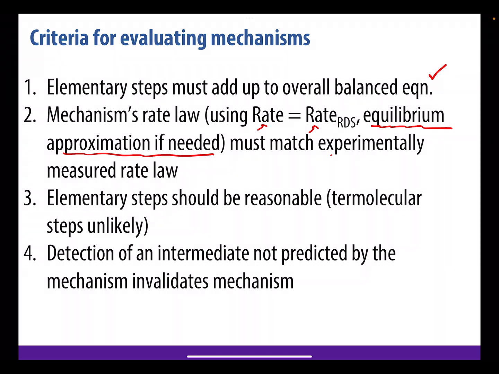Two other criteria that are important when doing this in the lab are, number 3, that we should have reasonable elementary steps. A termolecular step is relatively unlikely. It's not prohibitive, but if I have other available choices, I should prefer another mechanism over one with a termolecular step. And number 4, if we detect an intermediate not predicted by the mechanism, that would invalidate the mechanism.